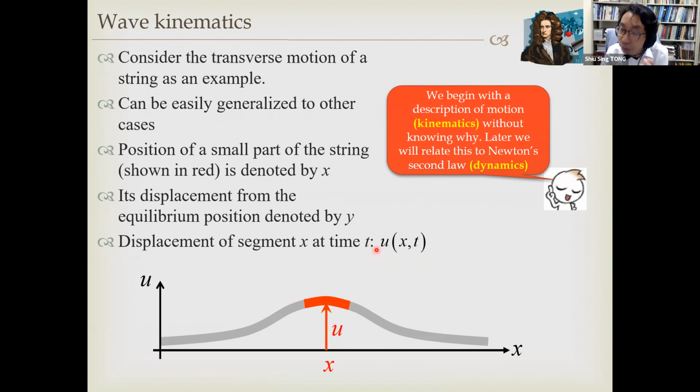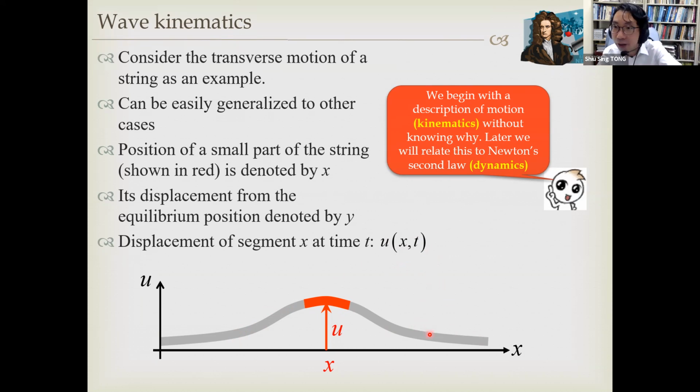Okay, so the disturbance itself must also be a function of time. That means the disturbance U of the waves is a function of both the position X and time. It depends on both X and T, and X and T are independent of each other. X is just a position that you are looking at, and T is the time that you are looking at. They can be chosen independently of each other.